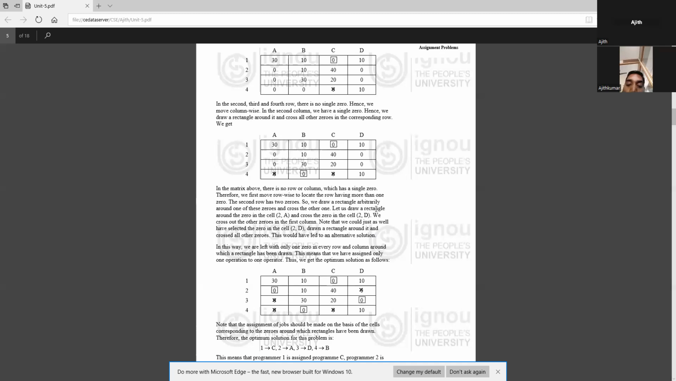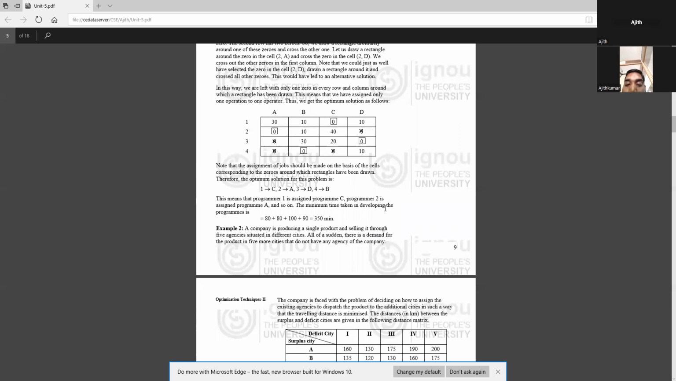So the answer will be 1 tends to C, and 2 tends to A, 3 tends to D, and 4 tends to B. The values will be taken from the given problem, the cost values. 1 to C, we have the cost value of 80, and 2 to A, we also have 80, 3 to D, we have 100, and 4 to B having 90. So totally 350 is the solution.